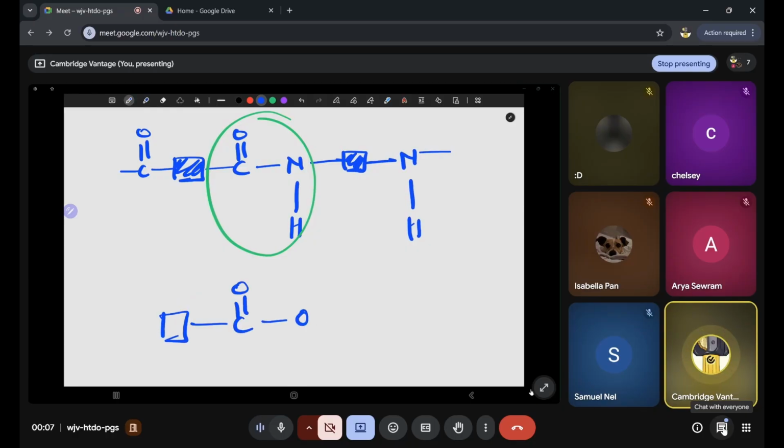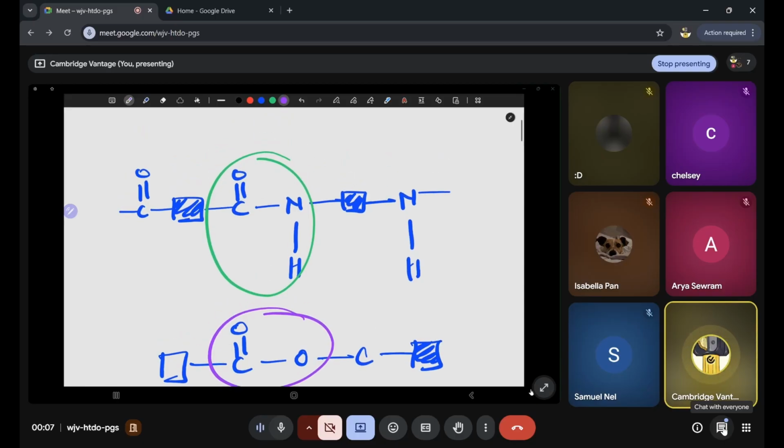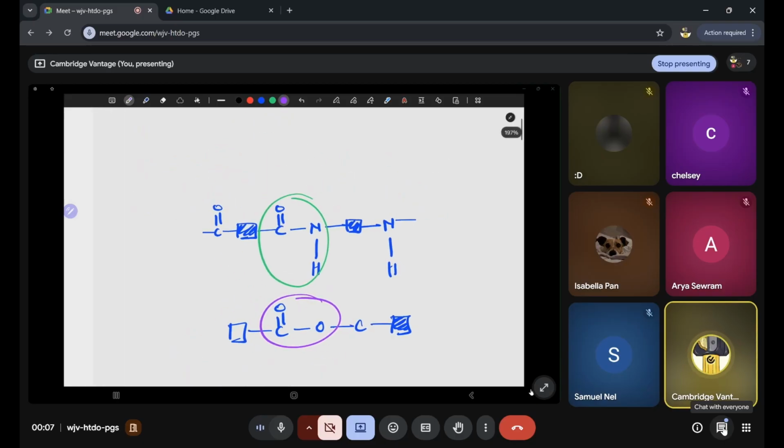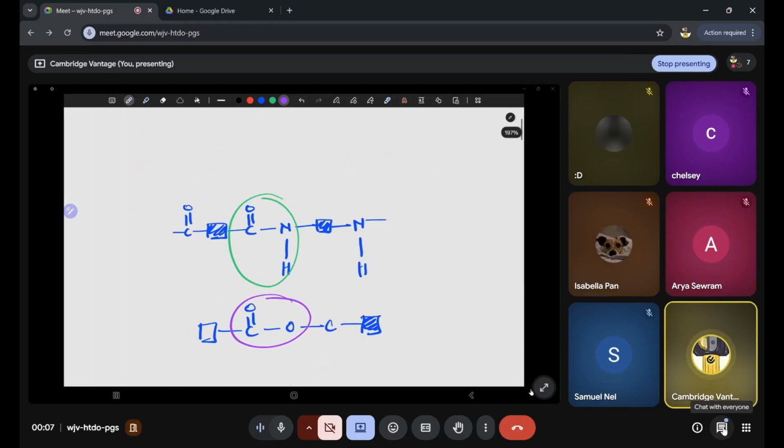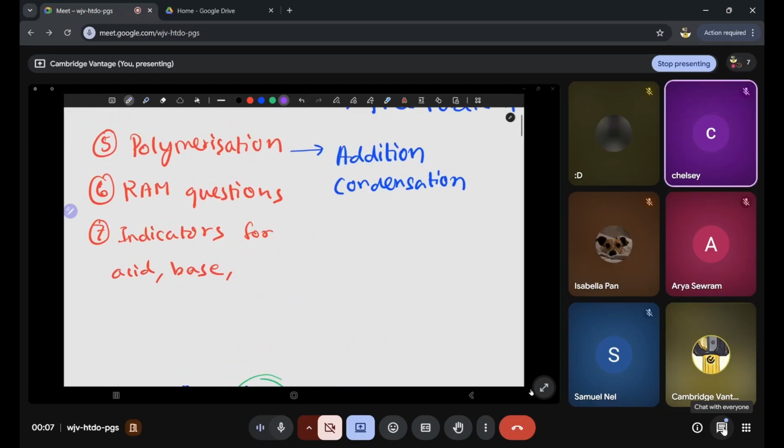it's basically the same group as esters. Ester linkage will have this, an amide linkage will have this instead. This is the main difference between an amide linkage and an ester linkage. Ester linkage is due to an acid and an alcohol. Amide linkage is due to an acid and an amine. All right, Chelsea? Yeah, thank you. All right.